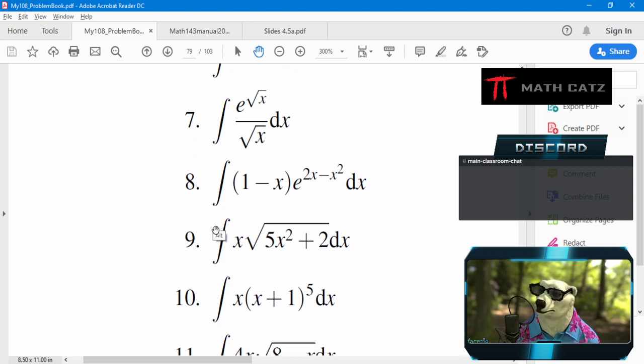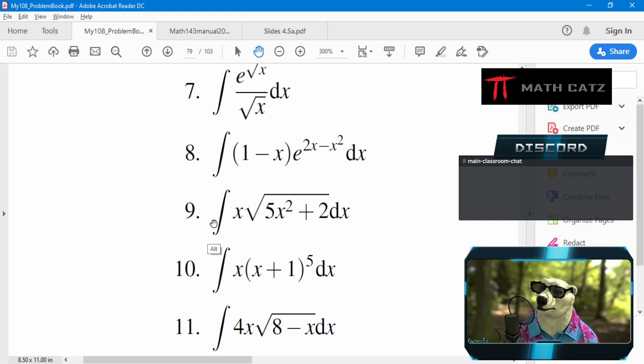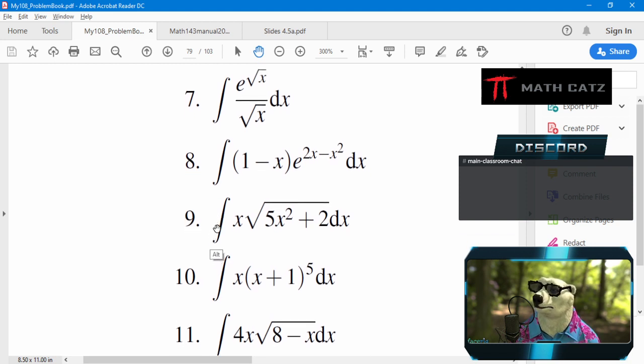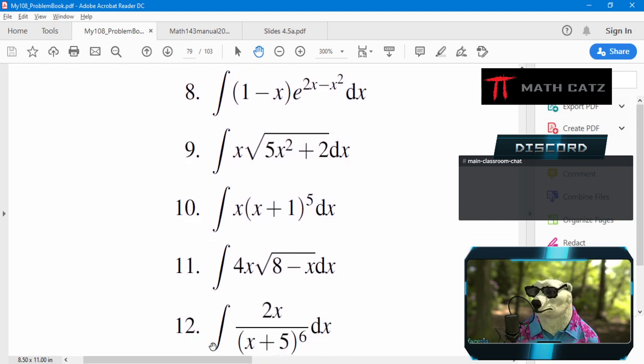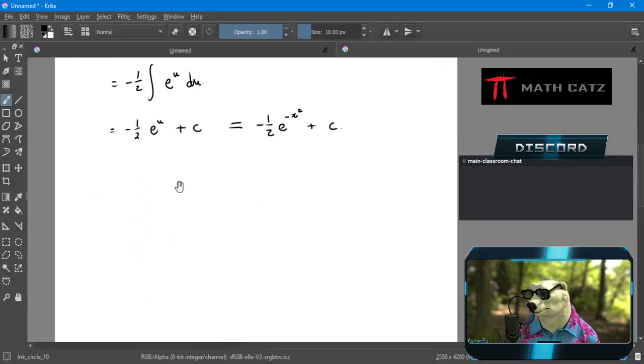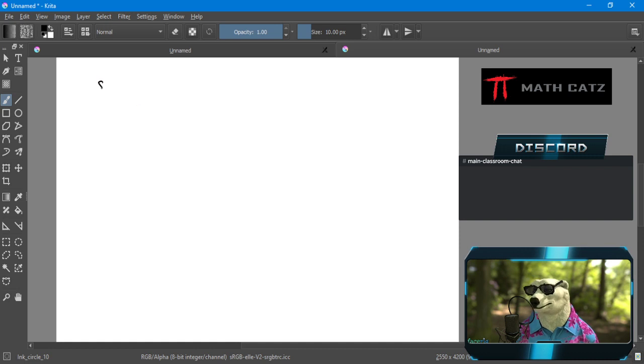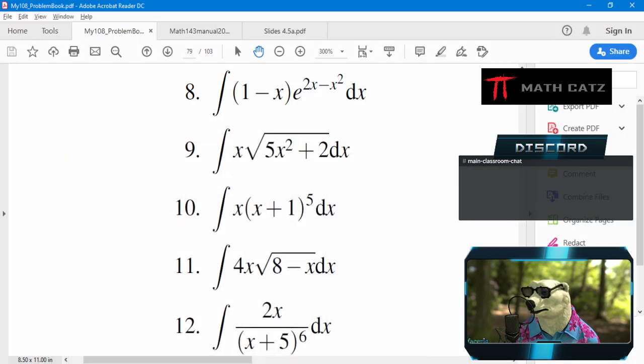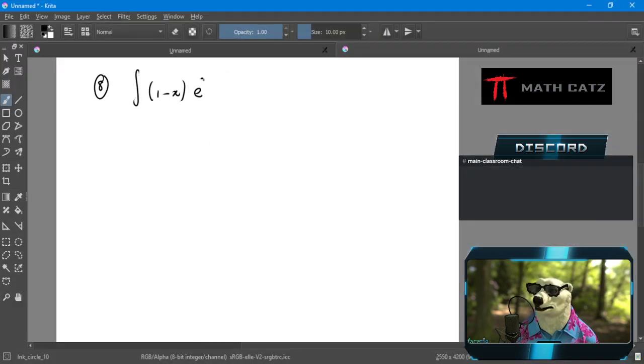Number 7 is pretty much the same. I do like number 8. Let's give number 8 a shot. 1 minus x, e to the power of 2x minus x squared.